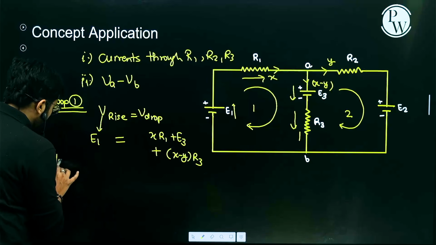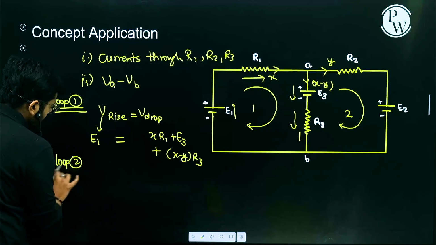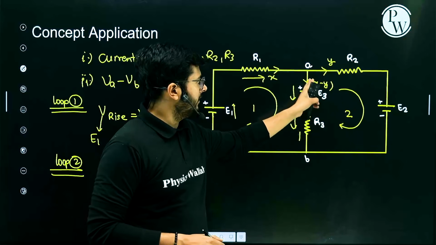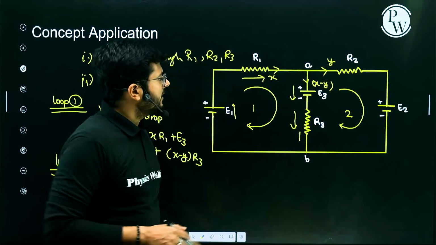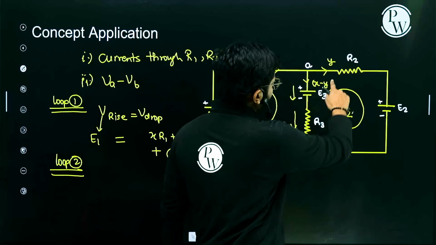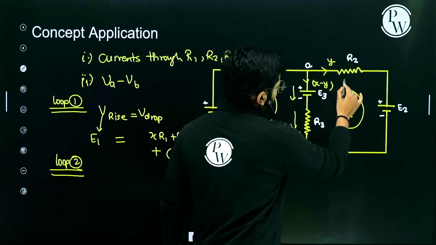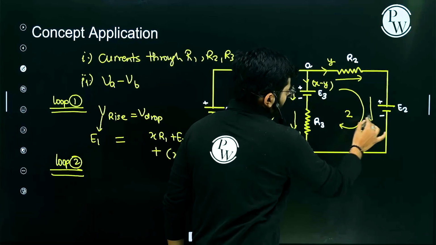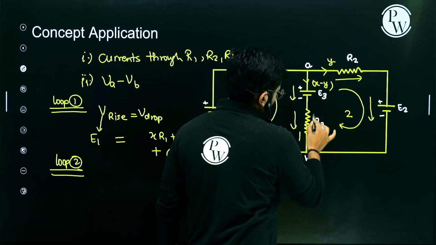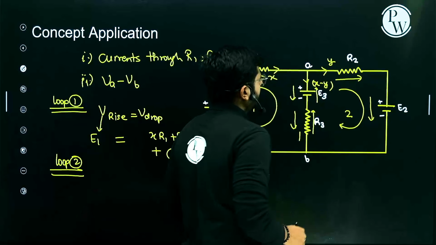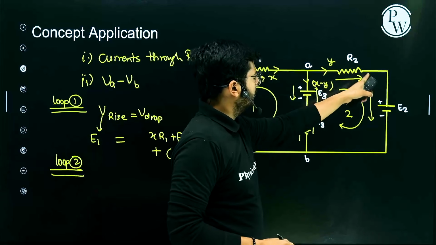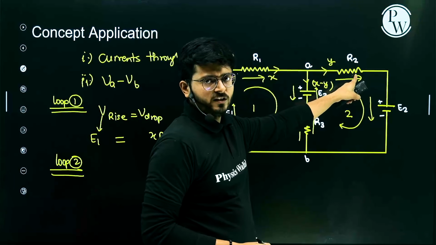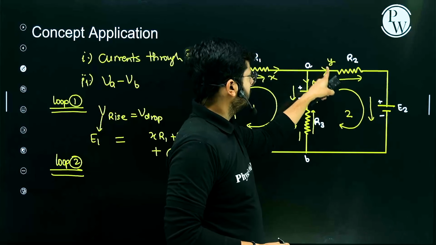Similarly, in loop number 2, you can also analyze and get another equation. Let's try to make the equation first. When you are analyzing in this direction, you have to analyze this resistor in this way, this battery in this way, and then this one in this way, and this battery in this way. Over here, you will get a rise or drop. You are following the direction of current. So across a resistor, in the direction of current, you will get the drop. How much? Y into R2.